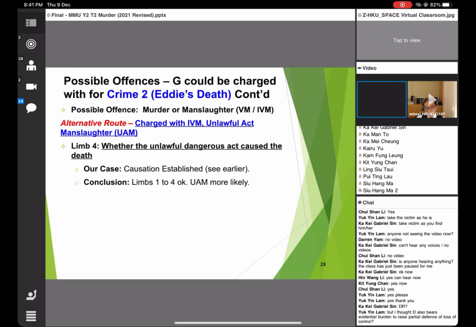And because of the fact that limb number 1, 2, 3, and 4, all 4 limbs have been satisfied, it is quite likely that George would get the unlawful act manslaughter charge attached to him. And remember, UAM is 18 years. Okay, UAM is 18 years as a start point. All right, and GNM, gross negligent manslaughter earlier, is 12 years, and as well as the loss of control is 14 years. Okay.